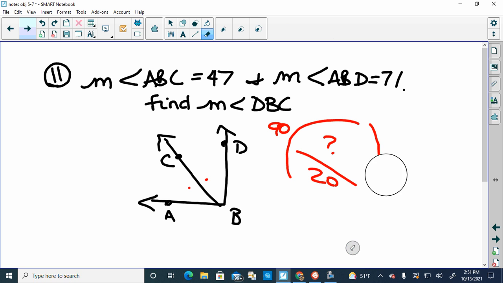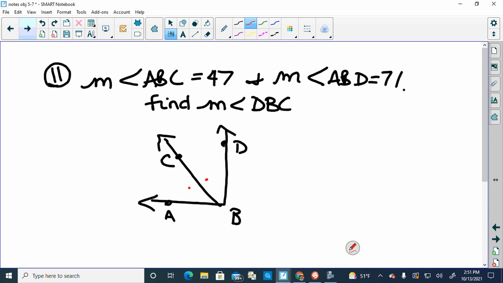Okay, so looking at the one that we have, ABC. So ABC would be this one. So that's 47 degrees. And then the measure of angle ABD. So ABD is not the other small one. It's the big one, which is 71 degrees. And they want us to find BBC. So we're not adding them. We are what?